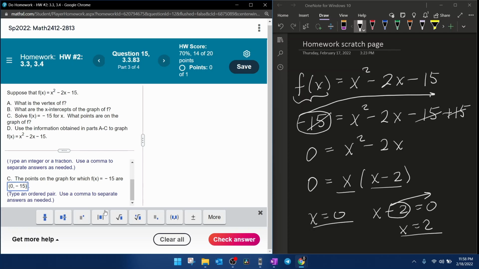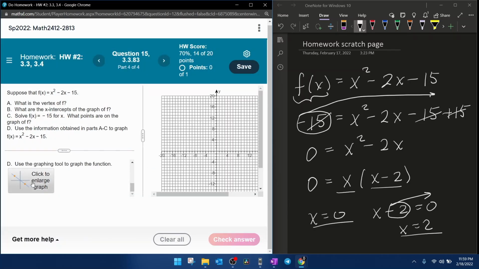Now, we do need to separate these ordered pairs with a comma. So we're going to say comma. Next ordered pair, the x-coordinate is 2 from our scratch work. Again, the y-coordinate is -15. That's going to be the same, because that's what they asked for.